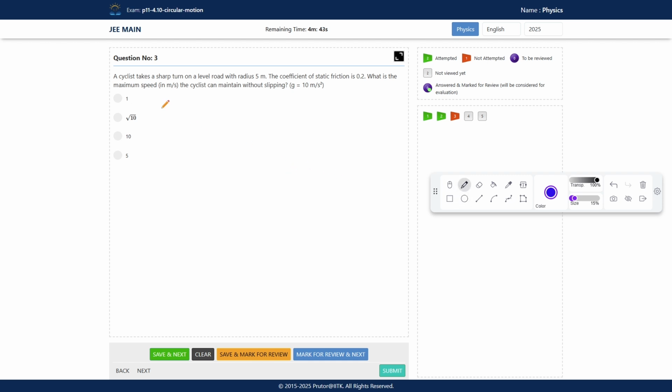Third, a cyclist takes a sharp turn on a level road with a radius 5 meter. The coefficient of static friction is 0.2. What is the maximum speed the cyclist can maintain without slipping? So in this question you have to find out the maximum speed again. Please solve. We know that for the maximum speed the formula is under root mu s r g. So just substitute the value.